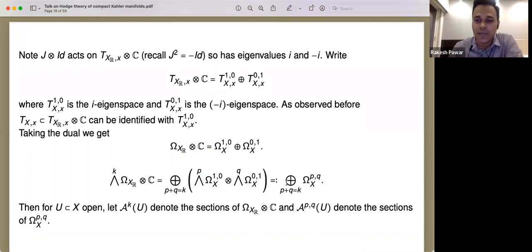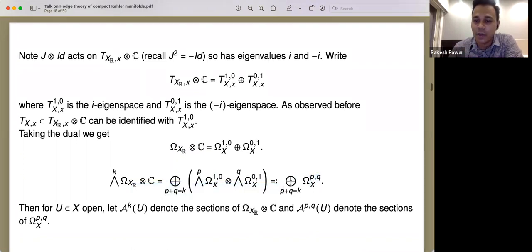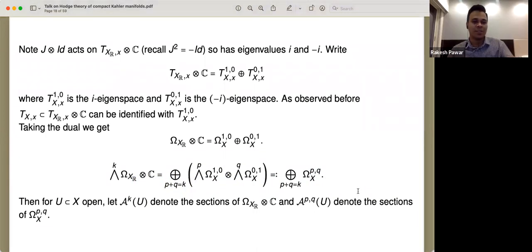So we want to explain what the sections of these vector bundles are locally. So let's say U is an open subset of X. Then I want to denote A^k(U) as the sections of Omega. Oh, I should have written Lambda^k of this. Okay. So A^k(U) are sections over U of this vector bundle. That's what the k is. So here it should be Lambda^k of Omega_X tensor C. And similarly, A^{p,q}(U), I want to denote them as sections of these vector bundles.